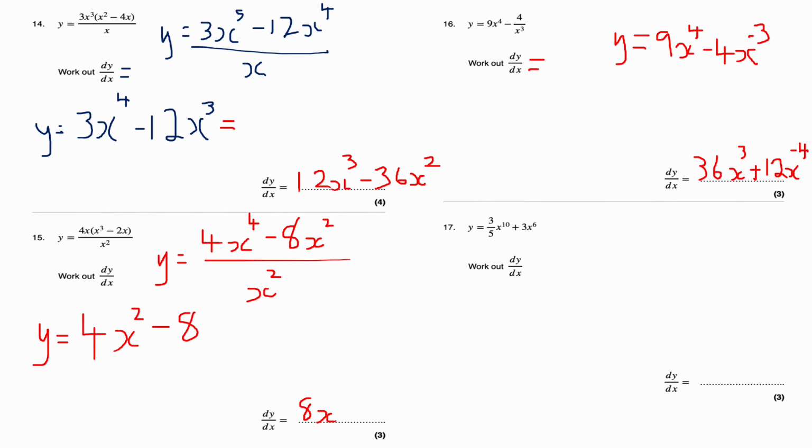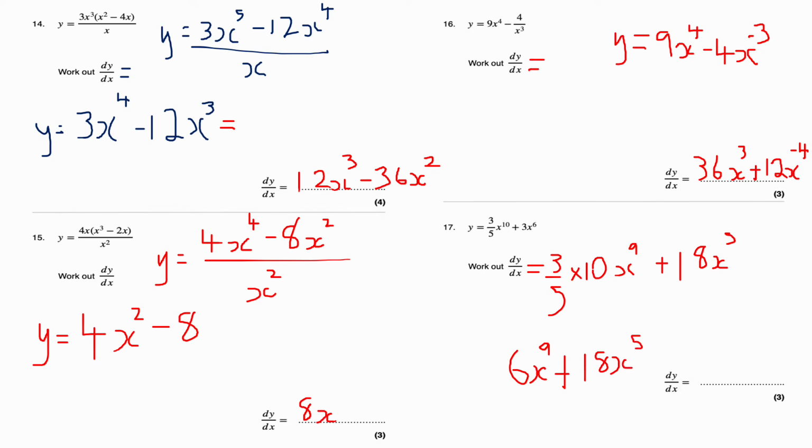Question number 17, differentiate this function. Well, I'm going to have 3/5 times 10, so let's work it out in full. So 3/5 times 10, and then the power comes down by 1, x to the 9. And then this one's going to be 3 times 6, which is 18, x to the 5. Working out the first bit, 3/5 of 10, well, 10 divided by 5 is 2, times by 3 is 6. So it's going to be 6x to the 9 plus 18x to the 5. Okay, so that's my answer for that one, guys.